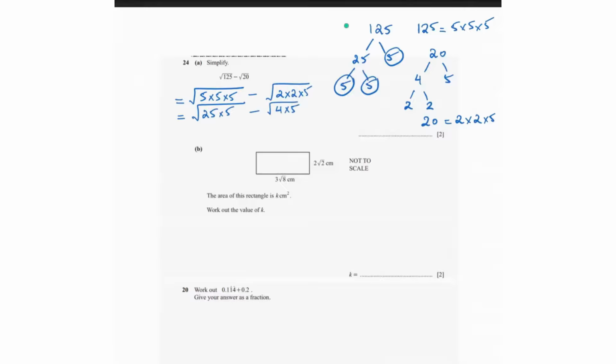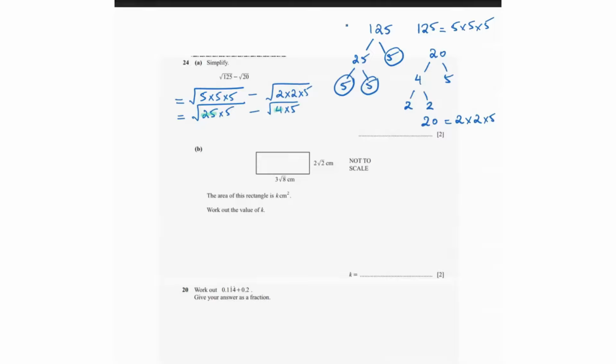If you didn't know that 25 is a square number, 4 is a square number, you won't be able to solve this further on. We have to identify your square and cube numbers depending on what the equation is. If we had not identified that, you would just stop and go back to the initial equation, which is root 125 minus root 20. That's not what the question is asking. The question is asking us to simplify it.